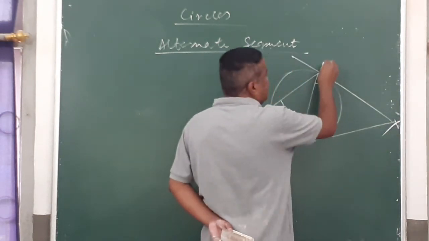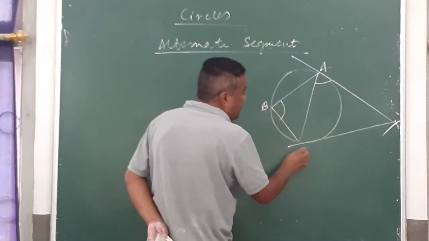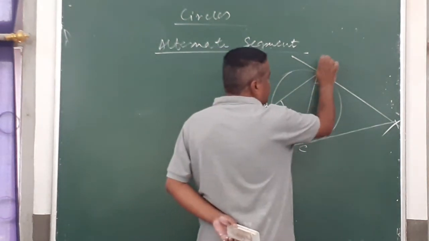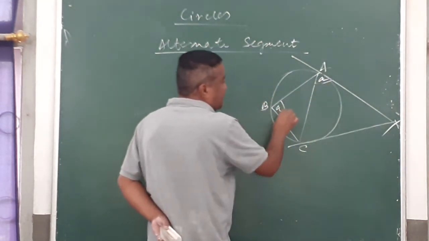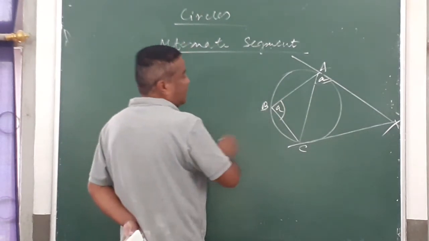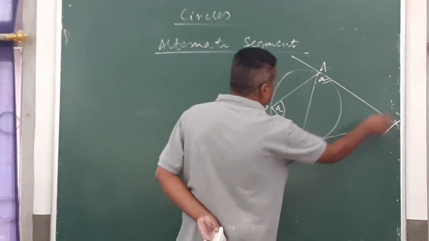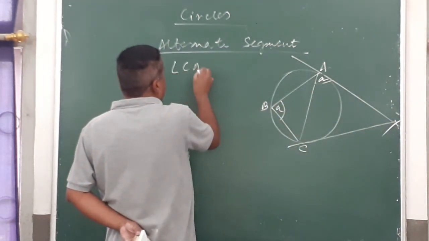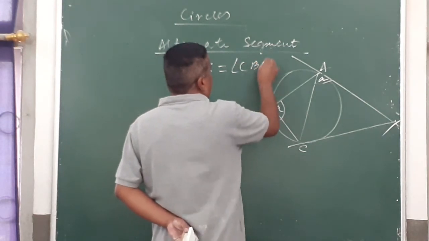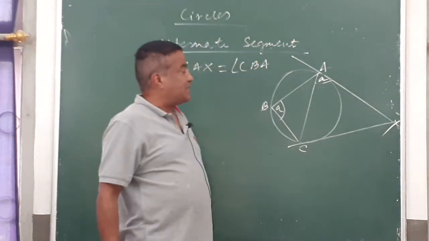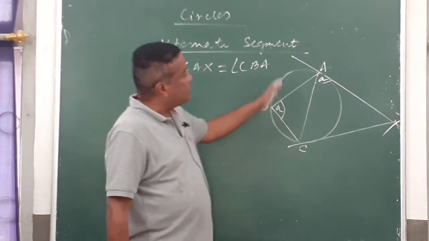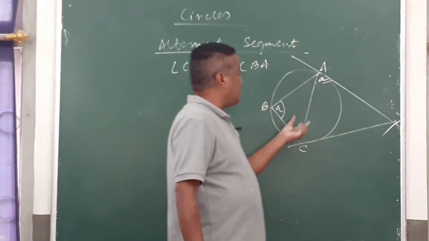This is X, this is A, this is B, this is C. Means what? This angle and this angle. Suppose this is A, this angle and this angle is same. This is called alternate segment theorem. Means which angle? Angle CAX. Angle CAX equals to angle CBA. This is alternate segment theorem. Okay, this is also important. Alternate segment means whenever tangent and chord will meet.